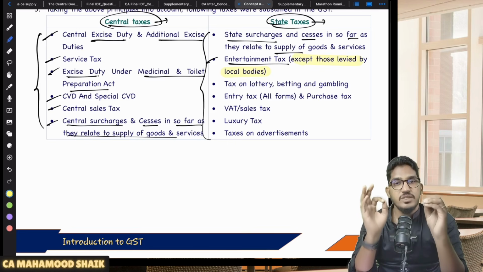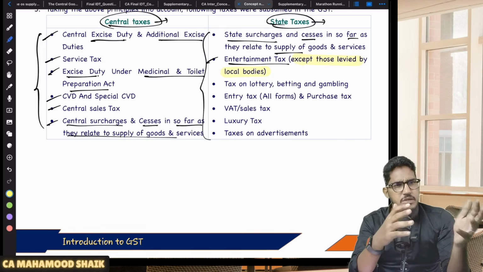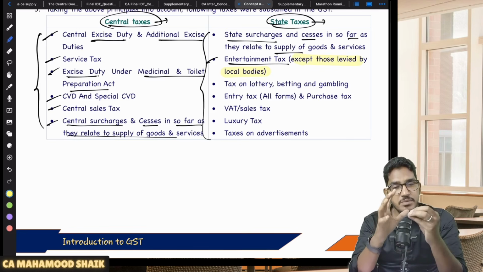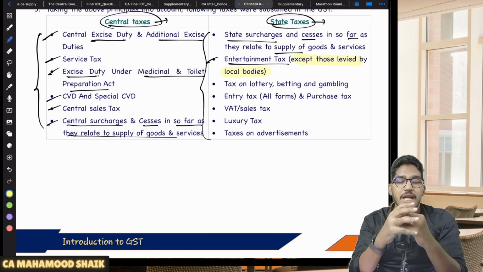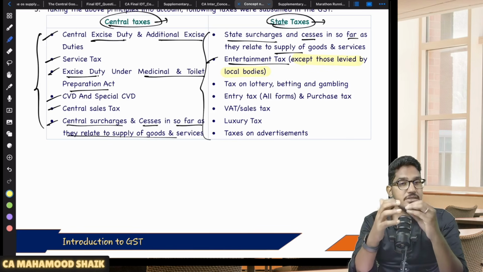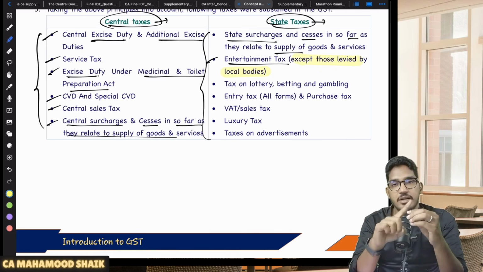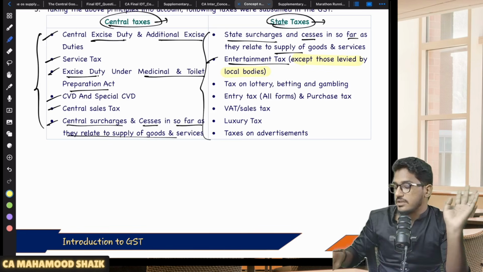Even today we still have entertainment tax if it is imposed by the local bodies like municipal corporations and panchayats. If these people are imposing entertainment tax, that is still there. Only entertainment tax which used to be levied by the state governments is gone now, but entertainment tax levied by local bodies is still there.